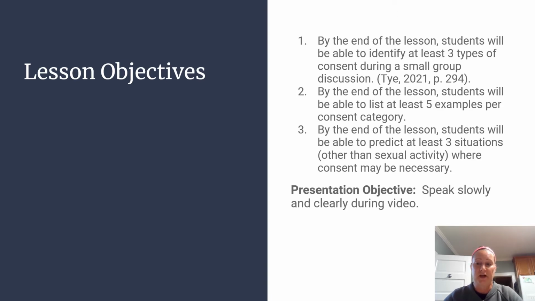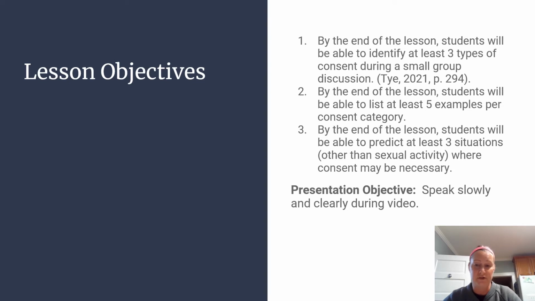The 3 lesson objectives I feel they'll be able to do by the end of the lesson: students will be able to identify at least 3 types of consent during a small group discussion. They'll be able to list at least 5 examples per consent category during our brainstorm activity. And students will be able to predict at least 3 situations other than sexual activity where consent might be necessary. All of these will be completed by the end of the lesson.